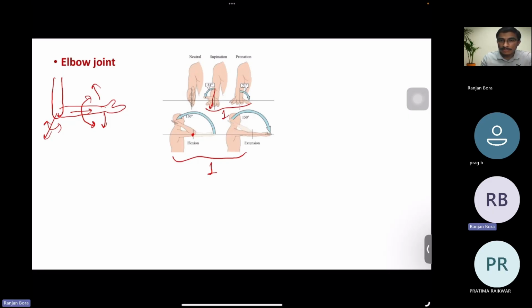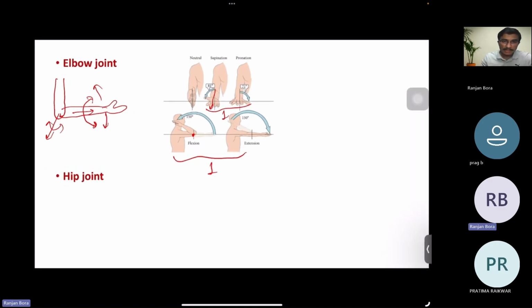Is it understood? Have you got it? Okay. And next, hip joint. How many degrees of freedom does a hip joint have? What are the possible movements we can do using the hip joint?